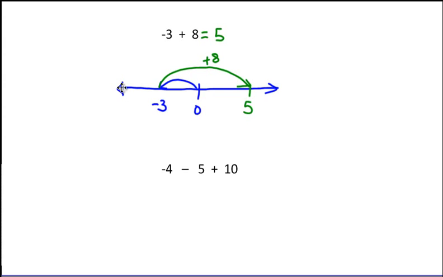On the next exercise, I actually have 3 numbers to add, or actually there's a subtraction, and there is also addition. Remember that when you are dealing with addition and subtraction with signed numbers, a good idea is to change the subtractions into adding the opposite. So I start with my -4, and since I am subtracting 5, I'm going to change it to adding a -5, and then I've got +10. Remember, you only change the subtraction to adding the opposite.